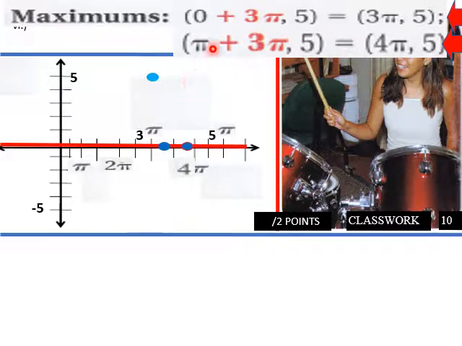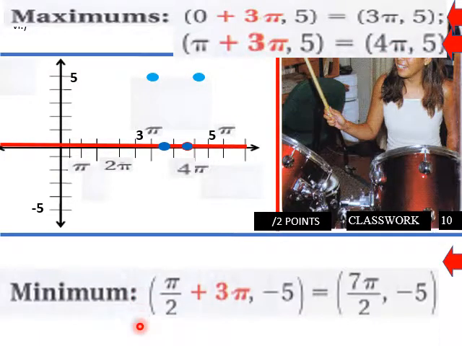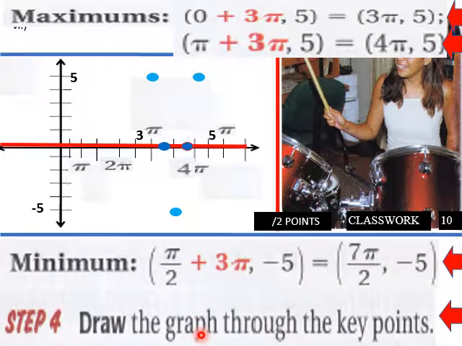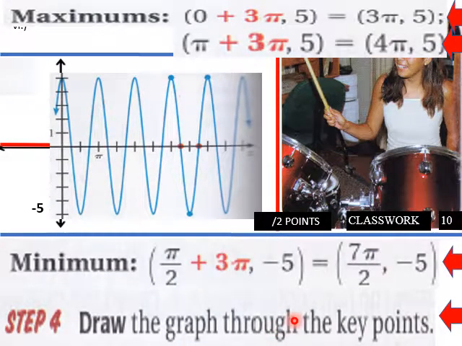So our maximums would be 3 pi over 5 here. And then 4 pi over 5, which would be here. Then our mins would be 7 pi over 2 and negative 5. That'd be down here. And then draw a graph through the key points. So here would be the pattern here of this graph.